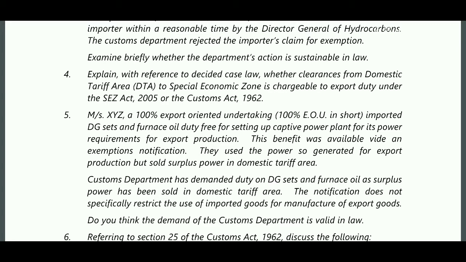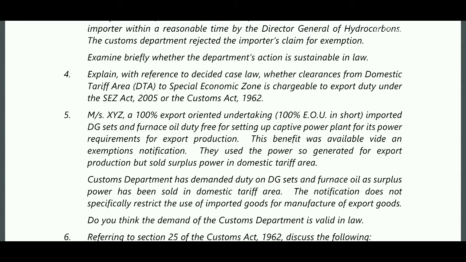Secondly, the things that have been imported for setting up the captive power plant are DG sets and furnace oil, and these have been imported duty free, which was available through the exemption notification. The exemption notification is not specifically restricting the use of imported goods for the manufacture of export goods. In the present case, we have used the entire imports that we have made towards the manufacture of export goods, that is the power that we are supposed to transfer or export. So basically we are involved in the production of power for exports only. It was just the case that we had surplus power and we could not store it, and that is why we sold the surplus power to the domestic tariff area.